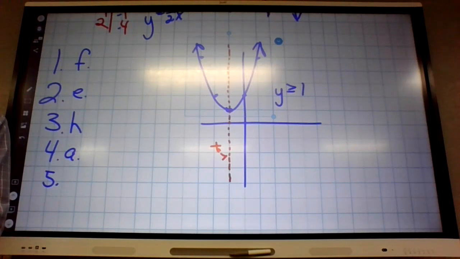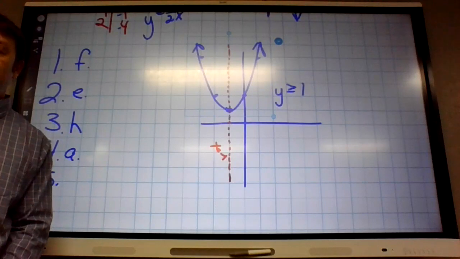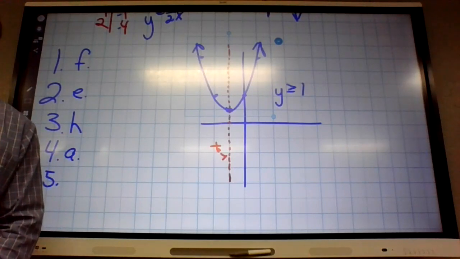Number 5, the y-intercept. Okay, what's y-intercept mean? We've done this back when we graphed lines. It's where it intercepts the y-axis.